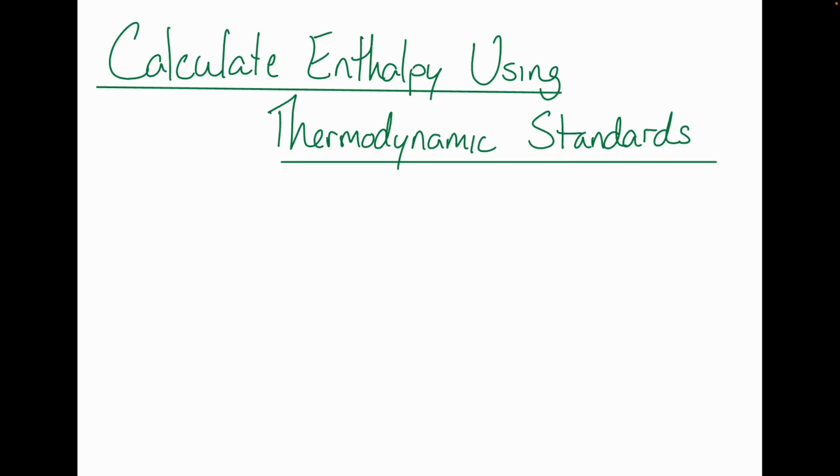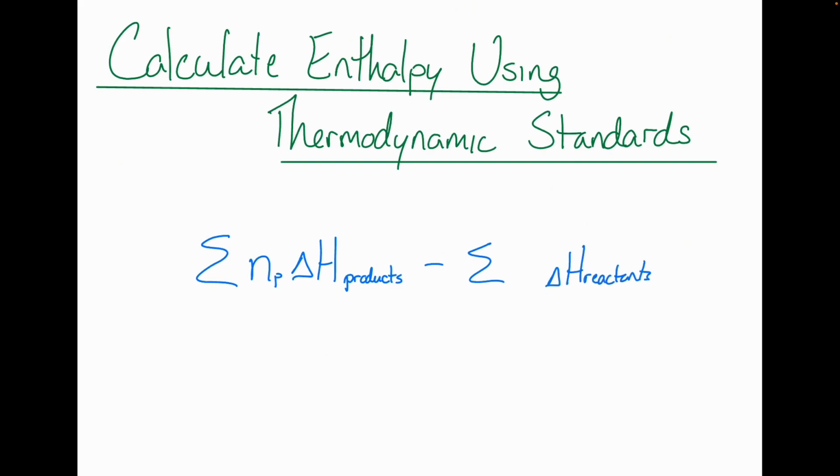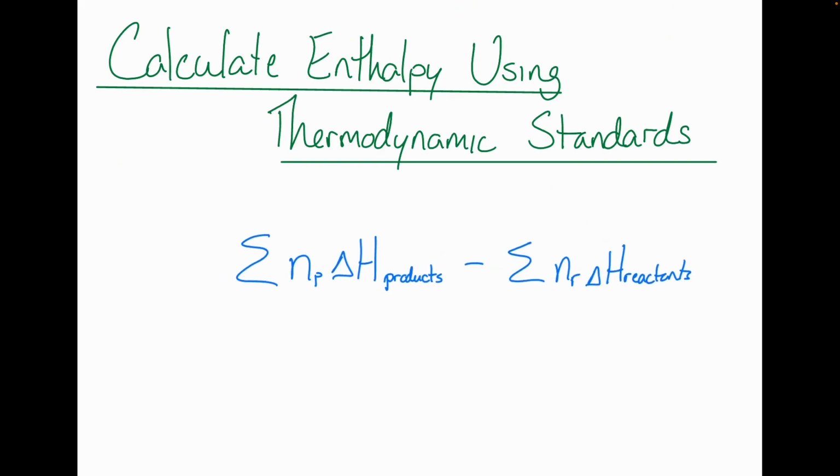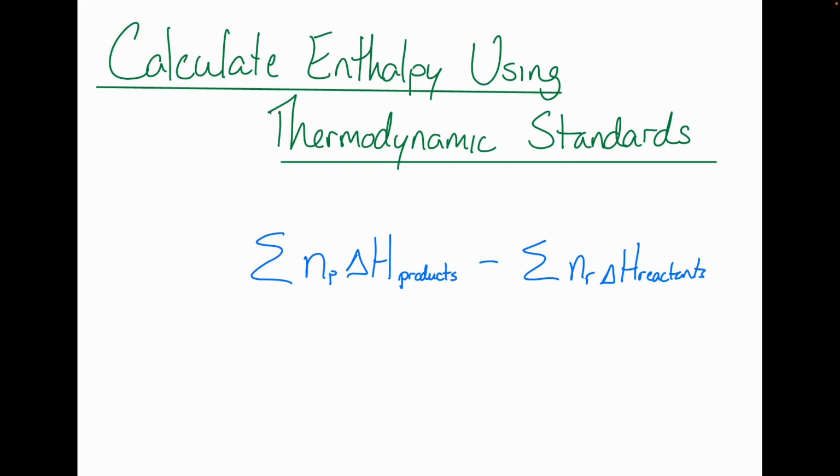We're going to look on our table here, and we're going to take the sum of the delta H of the products multiplied by their stoichiometric coefficients. And we're going to subtract the sum of the delta H of the reactants multiplied by their stoichiometric coefficients. And that will give us the delta H of our reaction.